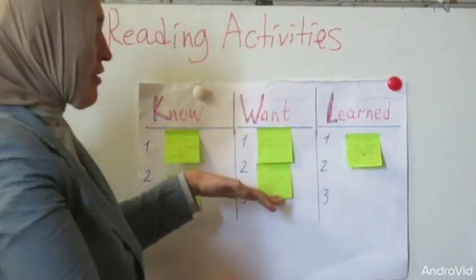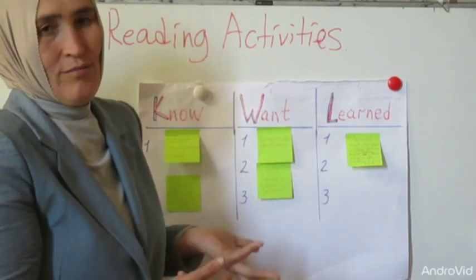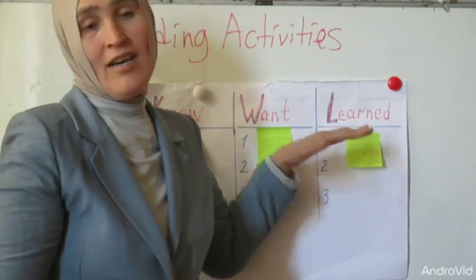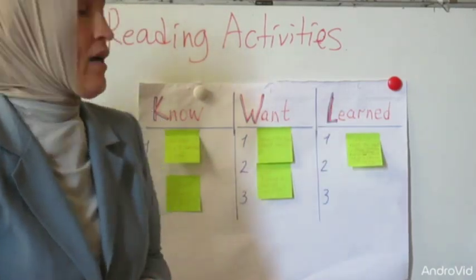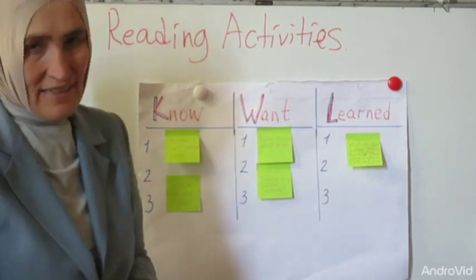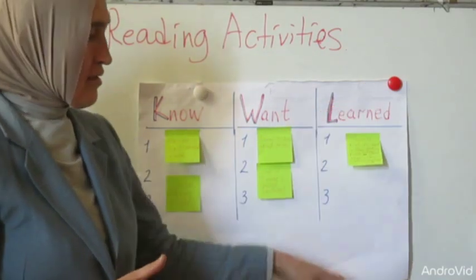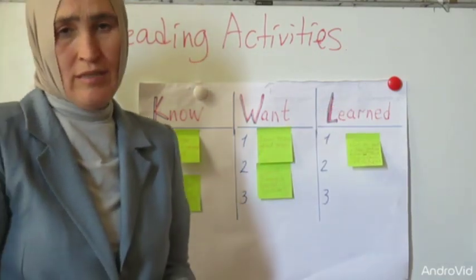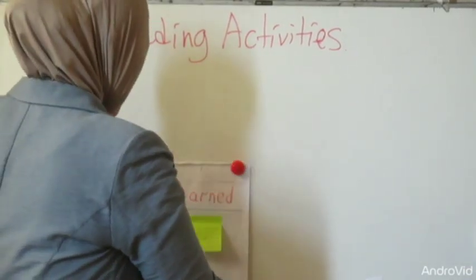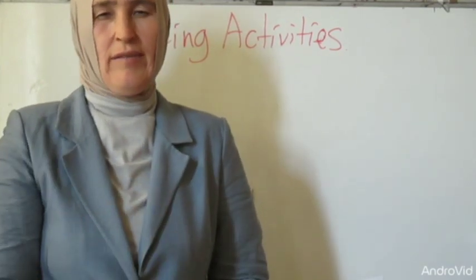Because he wanted to know about rules to go to the place, he just stated that thing here. This is the know, want, learn, or KWL activity. We can use it as a pre-activity, and this part can also be used as a post-activity. And as a while activity, usually we do the following activities.